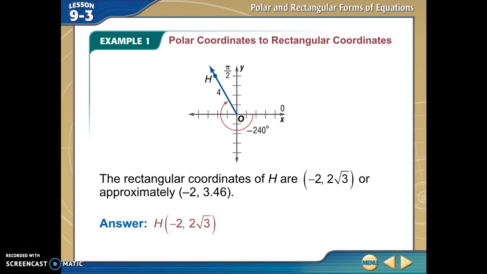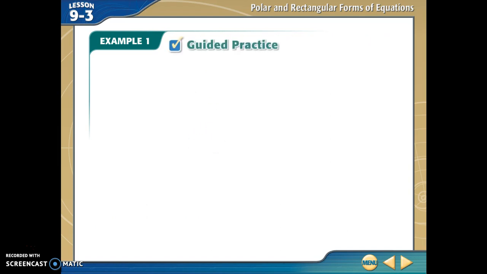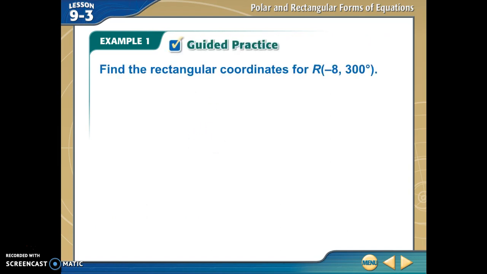And there's the picture that we drew. Our final piece, again, is negative, positive, which we knew it had to be: negative x, positive y as our coordinate. So you need to try this one on your own on your handout. Find the rectangular coordinates given the polar coordinates of negative 8 and 300.